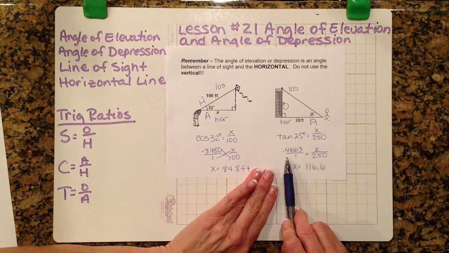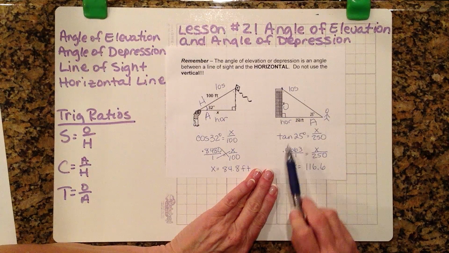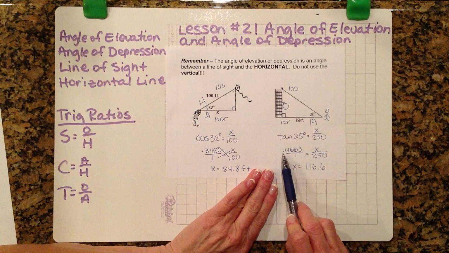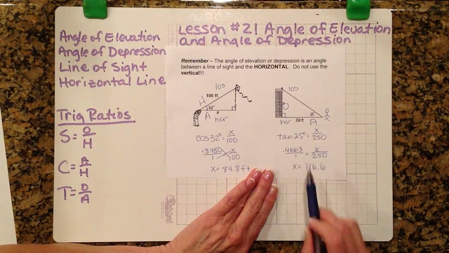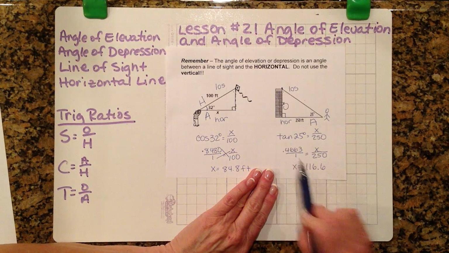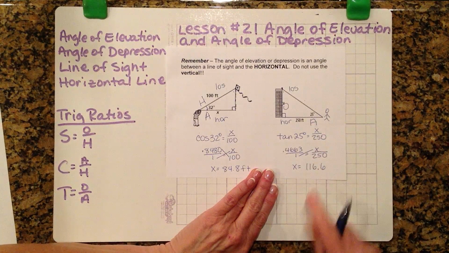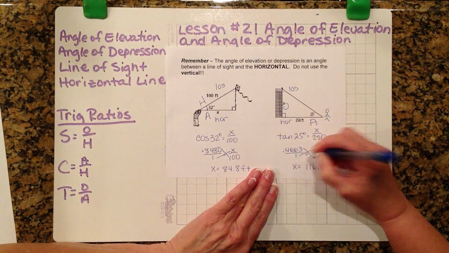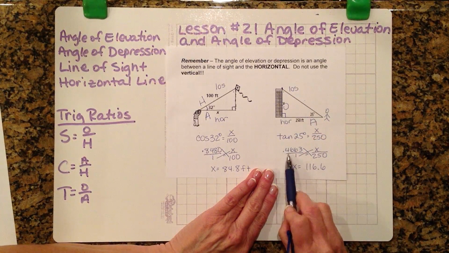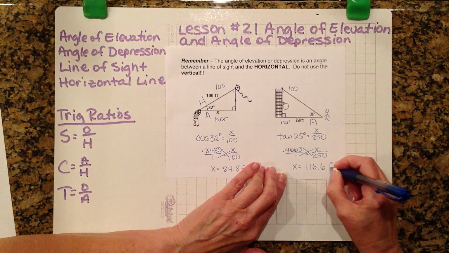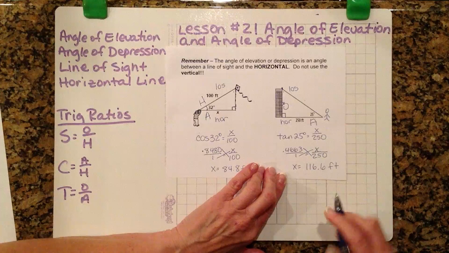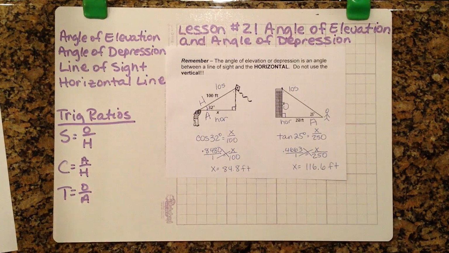Alrighty, now on your trig table or your calculator, go tangent of 25 degrees and find the trig ratio right there. Put it over 1 and then you want to cross multiply. So x equals 250 times 0.4663. Please round to tenths. And the height of that building is 116.6 feet.